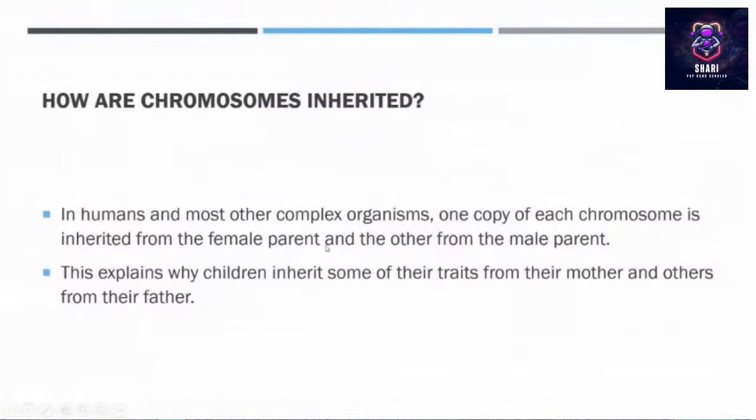So, how are these chromosomes inherited? In humans and most other complex organisms, one copy of each chromosome is inherited from the female parent and the other from the male parent. This explains why children inherit some of their traits from their mother and others from their father.